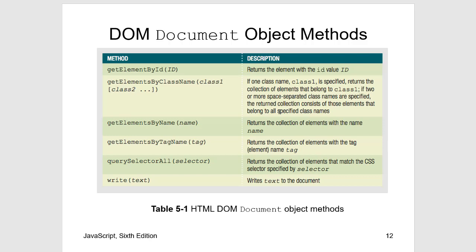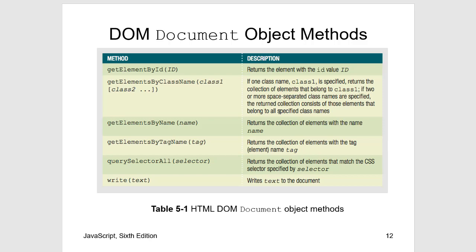Using getElementById, if you add an ID equals to any one of those tags, or getElementsByClassName, returns a collection of elements. You can say getElementsByName if you have a name equals within the attributes in the tag. getElementsByTagName returns all of the elements.